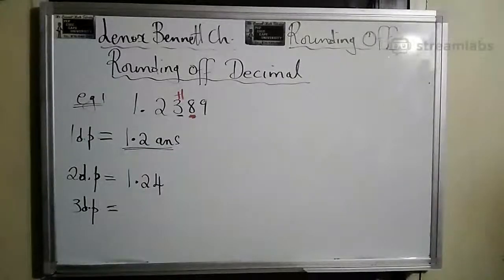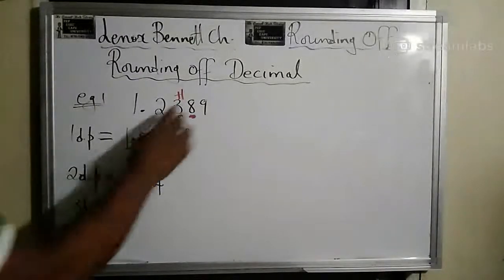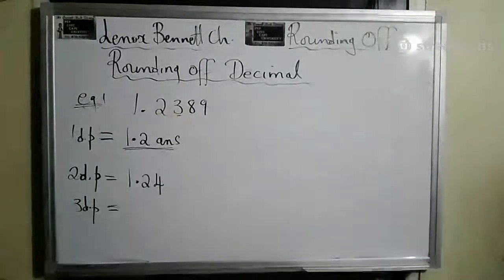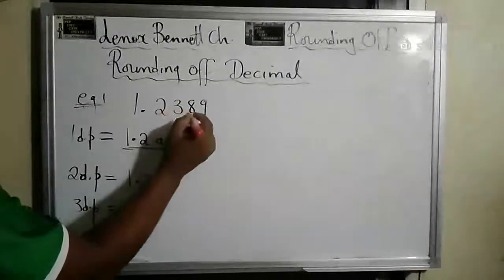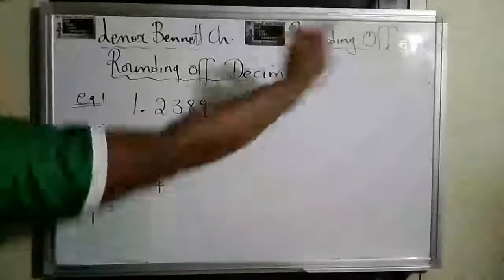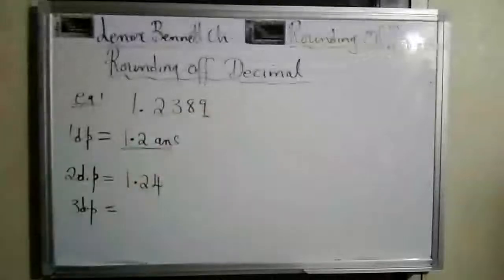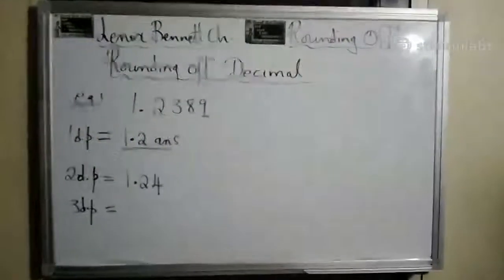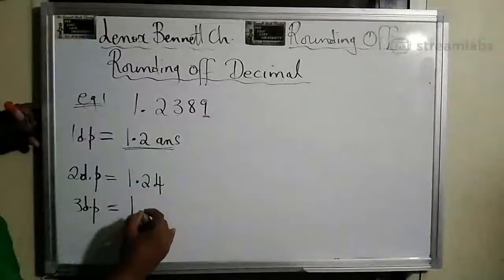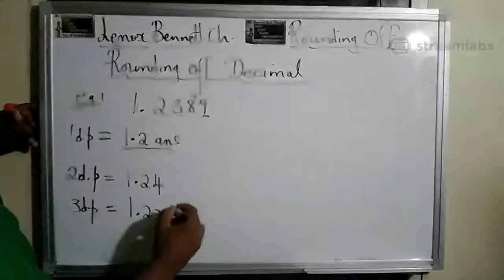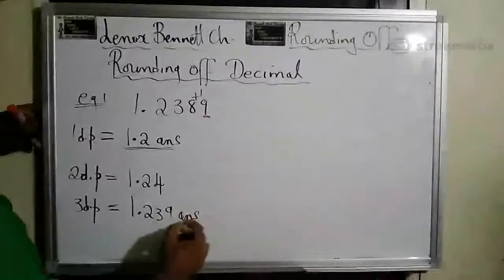Let's go to 3 decimal places. Now we go to the 4th number, the one to its immediate right. 9 is greater than 5. So what we do, we say 1.23, add 1 to 8, and we get 9. And that would be our answer.